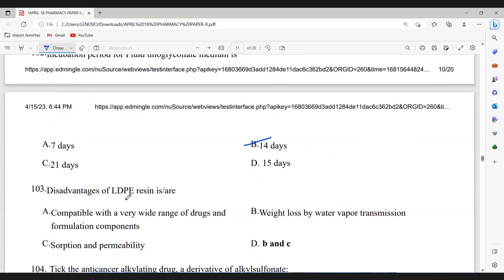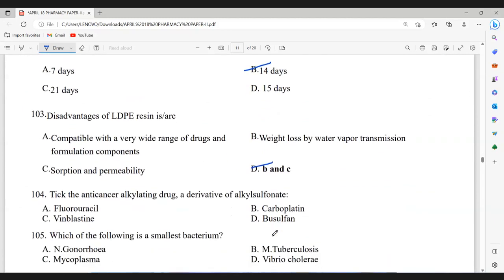Disadvantage of low density polyethylene resin. It is compatible with a very wide range of drugs and formulation components, weight loss by water vapor transmission, so B and C. Then 104, take the anti-cancer alkylating drug derived from alkyl sulfonate. I need the answer, that is busulfan.